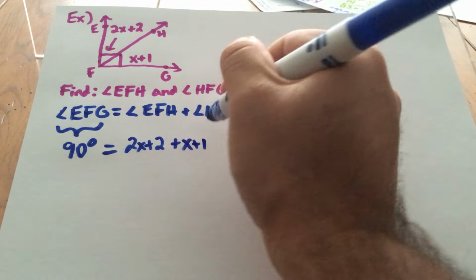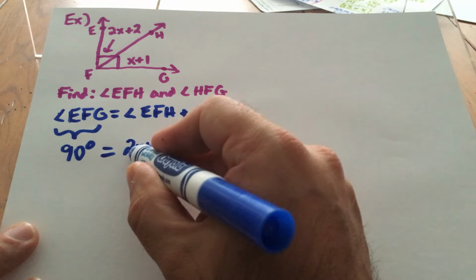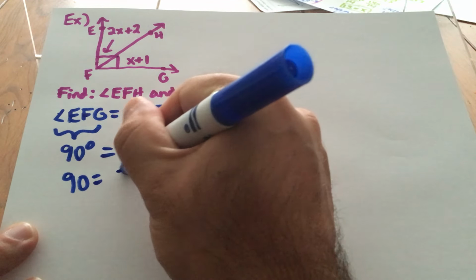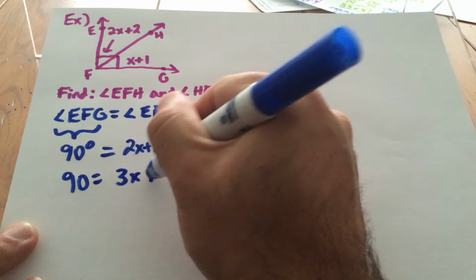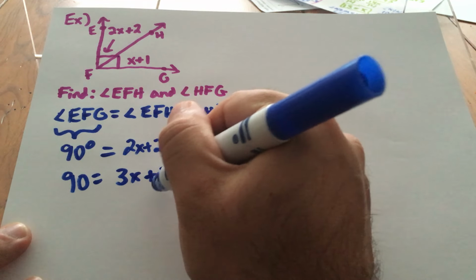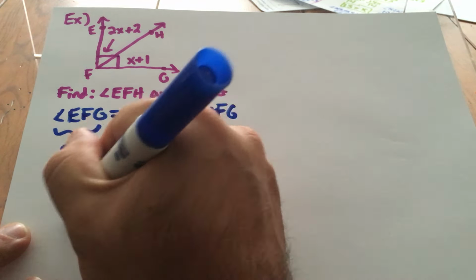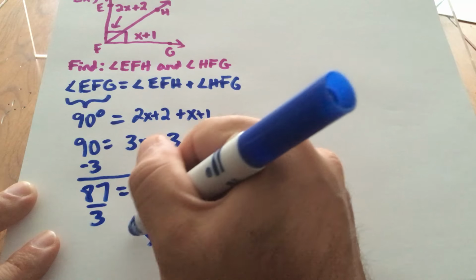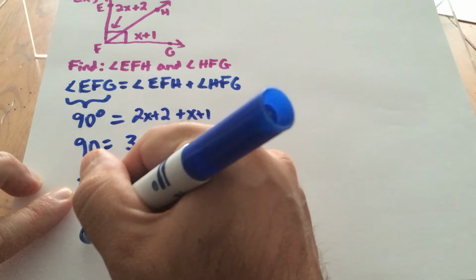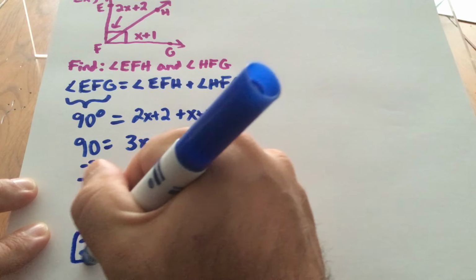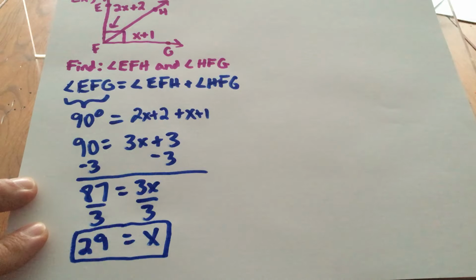All right? And now all we got to do is combine like terms. So 90 will be equal to 2x plus x is 3x, 2 plus 1 is 3. And then continuing to solve, we subtract 3 from both sides. That leaves us with 87 equal to 3x. And then I'll divide both sides by 3. And we'll get x is equal to, 3 will go into 8 twice, and 27 will give us 29. So x is equal to 29.